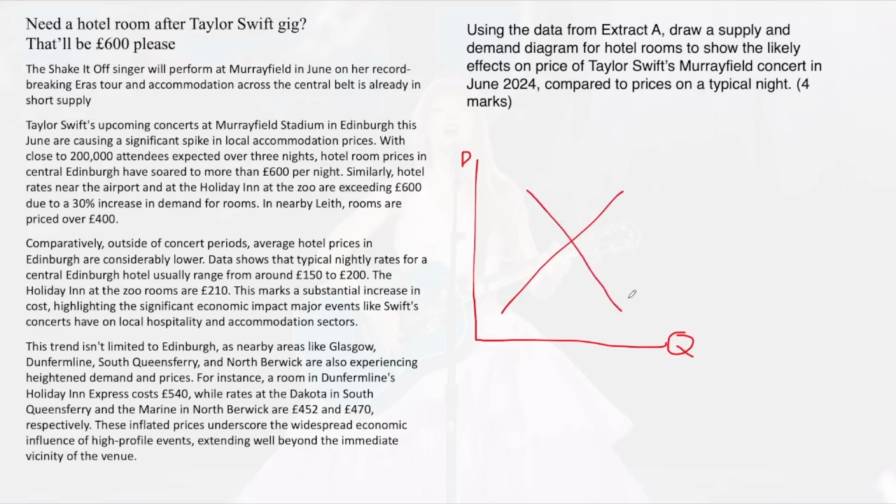This one is pointing downwards. That begins with a D, so does demand. And the other one must be an S. So far, we are up to 2 marks.